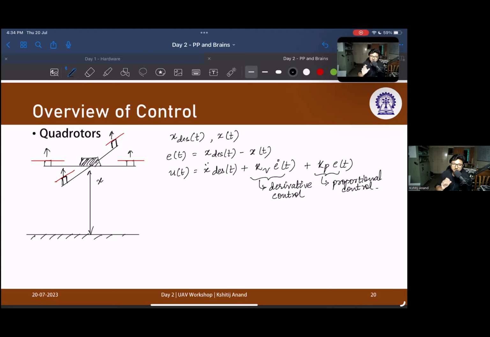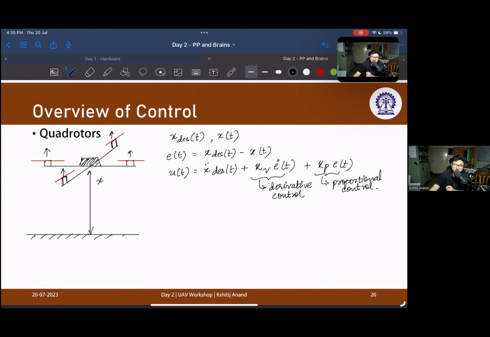So can anyone intuitively tell me how the derivative and proportional terms work, just as an intuition? Even if you have studied control theory, or forgotten it, just tell me if you have an intuition of what these individual terms are doing. Okay. You want a desired height, the quadrotor is at a certain height, it is off by some value, and now you are giving a force which is a function of the derivative of this error and the error itself. Do you understand the intuition behind this control law?